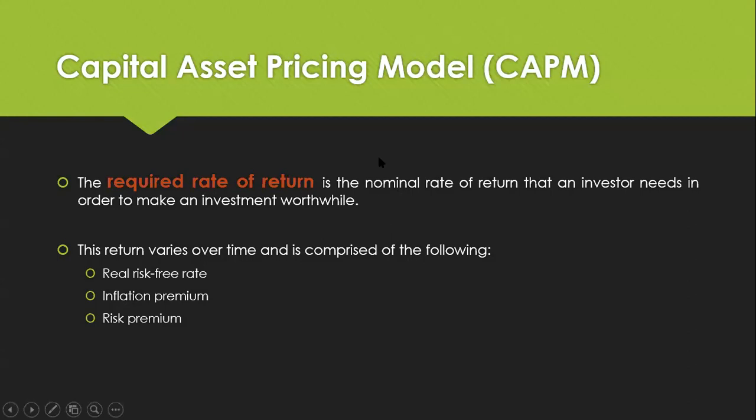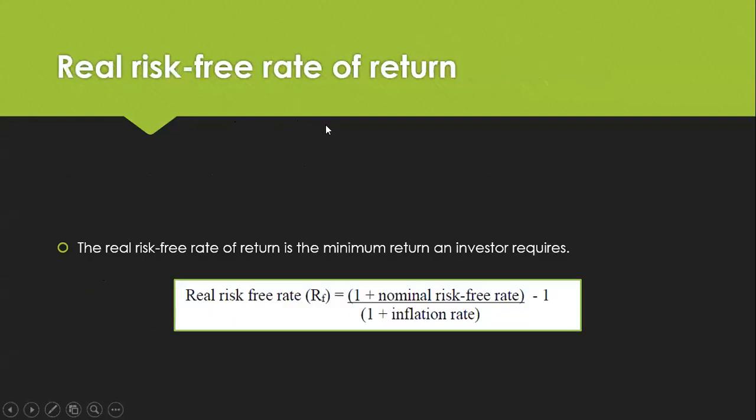So the required rate of return is the nominal rate of return that an investor needs in order to make an investment worthwhile. This required rate of return varies over time. It's not fixed. You may change it as time goes because of the changes in the following factors: the real risk-free rate, the inflation premium, and the risk premium. Sometimes the real risk-free rate is given, but sometimes it is not. If it is not given, then we have to compute for it.